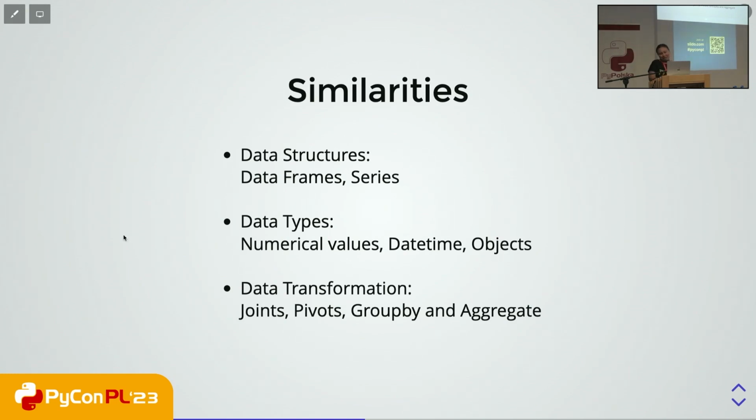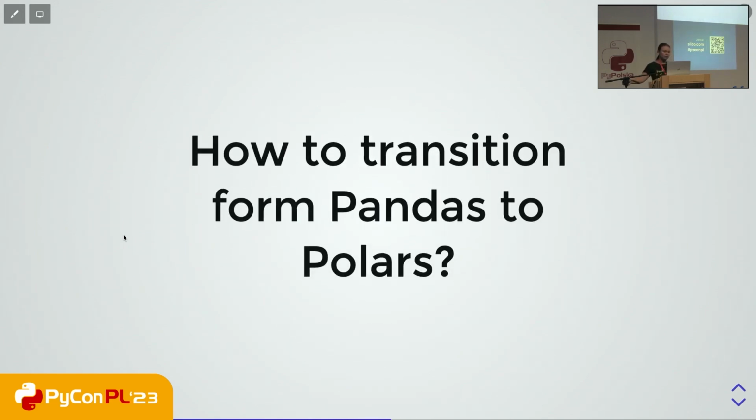So in Polars, you can also carry out data transformations. You can do all these things that we love to do in Pandas, like joins, pivots, group by, and aggregate. A lot of times you do group by, and then you do some aggregation after that as well. So they're pretty much similar. If you're using Pandas, you won't find using Polars very different or difficult to understand. But they are different, so how do I transition from Pandas to Polars?